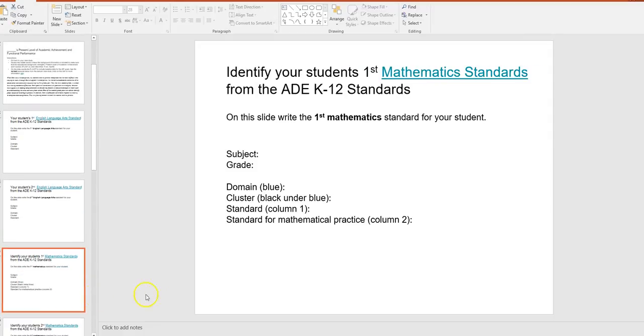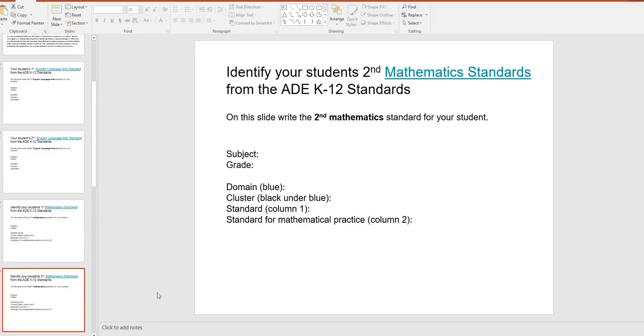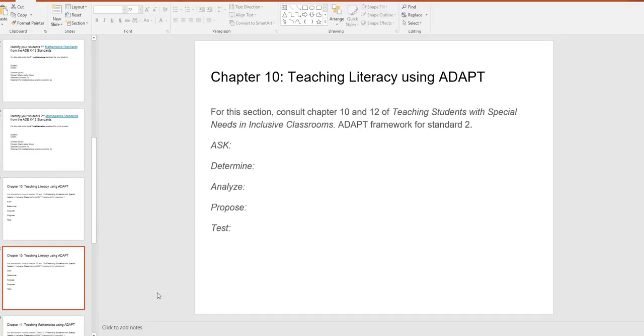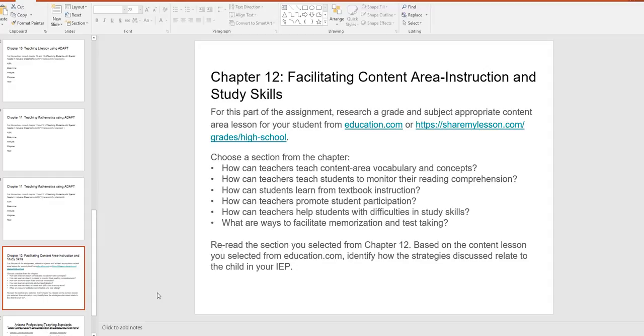And then we have the mathematics standard, and those are the subject, grade, domain, cluster, standard, and that's in column 1, and then the standard for mathematical practice in column 2. So you have those. Then, using chapter 10, we got into the ADAPT framework, and I asked that you complete that for literacy for each standard, and then mathematics for each standard. So there's a total of 4.